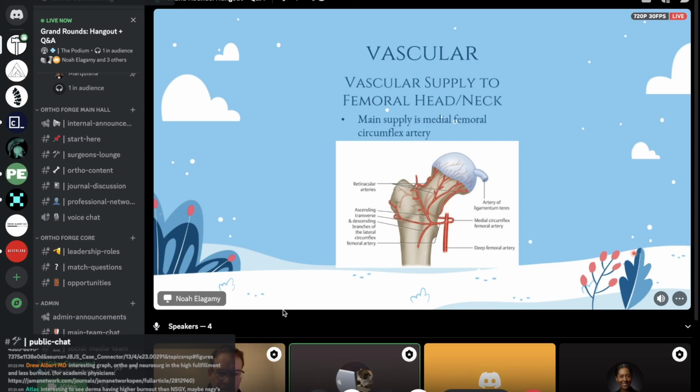The most important thing to know about vascular anatomy is that the vascular supply to the femoral head and femoral neck is quite tenuous. And so the main supply is going to be your medial femoral circumflex artery. So that's going to be this artery right here. And so the femoral head has a retrograde blood supply, and it's a tenuous blood supply. And so it's important to understand that, because if you have a femoral neck fracture, it can easily disrupt the blood supply to the more proximal aspect of the bone, and this can lead to avascular necrosis.